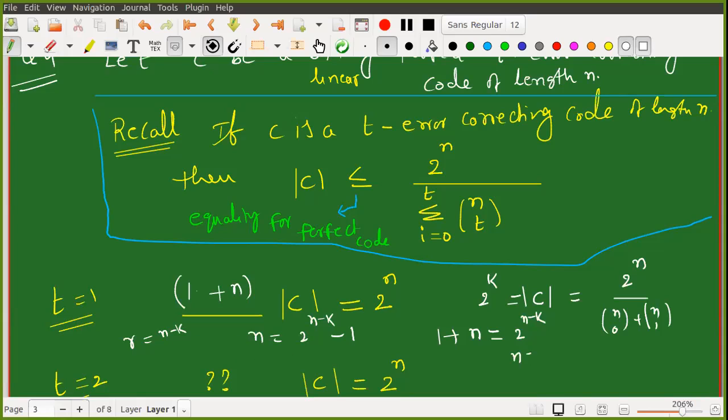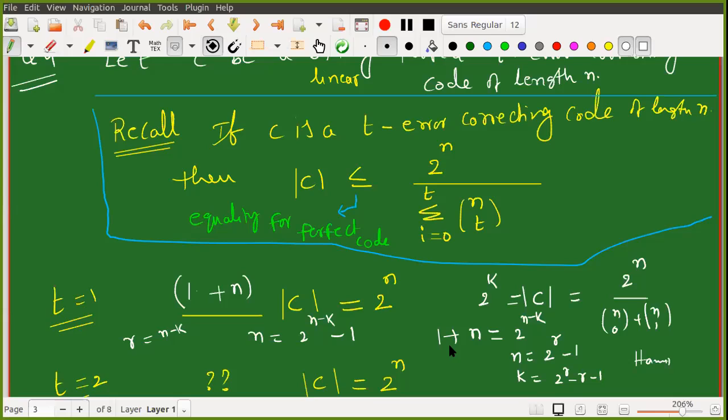n is equal to how much? 2 power r minus 1, right? What is the k value in terms of r? n minus r. So n is 2 raised to r minus 1. So do you think it is some code? Hamming code again, right? This is the Hamming code.